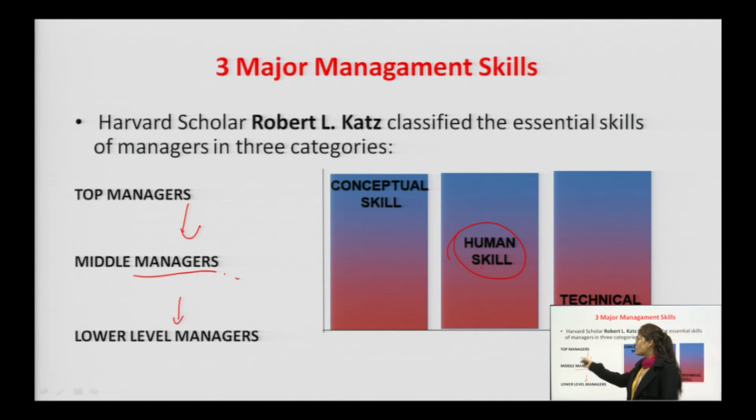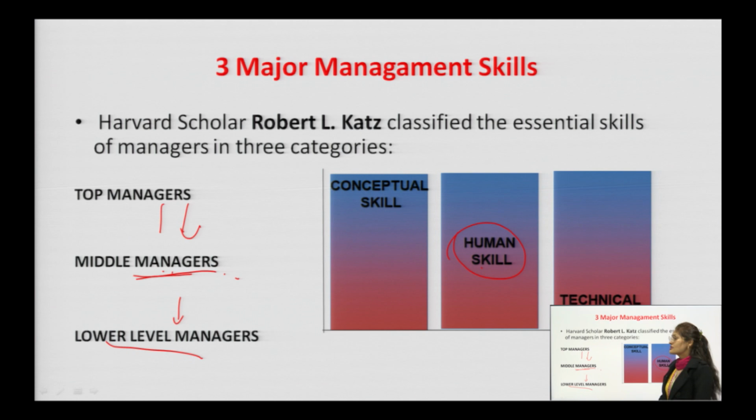So he must have this human skills, this interpersonal skills, so that he can communicate in a better way. At the same time, he takes orders from the top level managers and gives orders to the lower level managers. Again, he must have human skills, then only can he delegate work to people and encourage them in such a way that he can get the work done by the lower level people. So for that, again, human skills is very important.